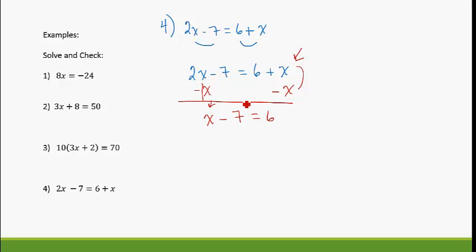I have a variable term and a constant term here, so I'm going to perform the opposite operation here. I'm going to add 7 to both sides. Whatever you do to one side, you have to do to the other. And be left with x plus 0 equals 13.